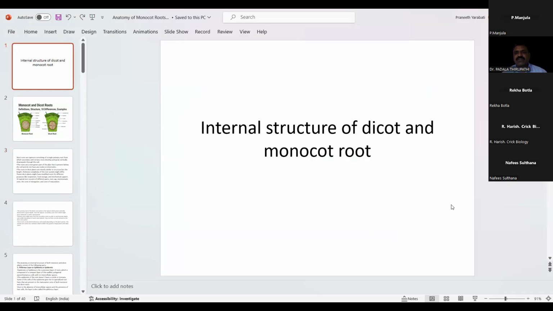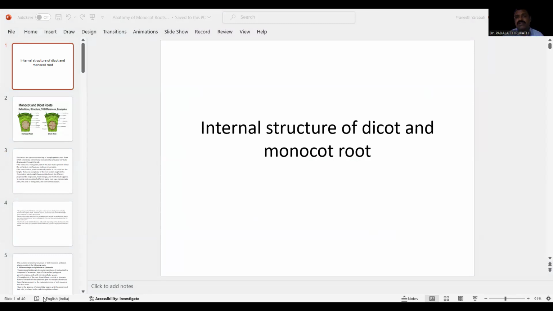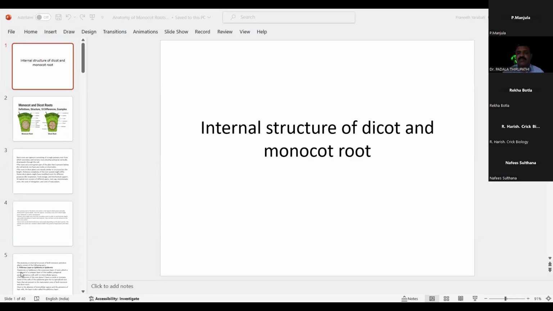So this is a wonderful class, because in plant anatomy, the primary structures of the stem, root and leaf are most important. Yesterday, madam clearly explained the anatomy of the primary structure of the monocot stem and the dicot stem, in the previous class. Today, madam has explained the internal structure of the root of the monocot and dicot. So the major differences between monocot and dicot stems and roots are most important.